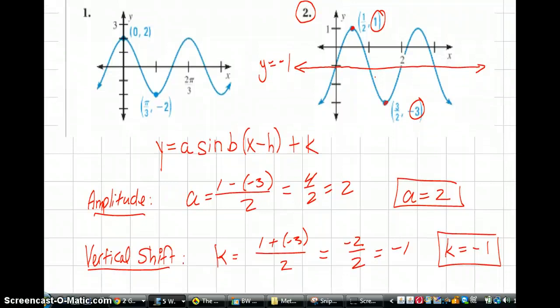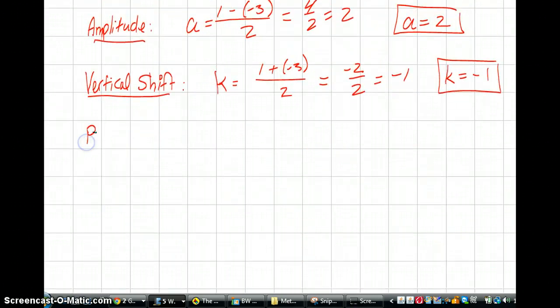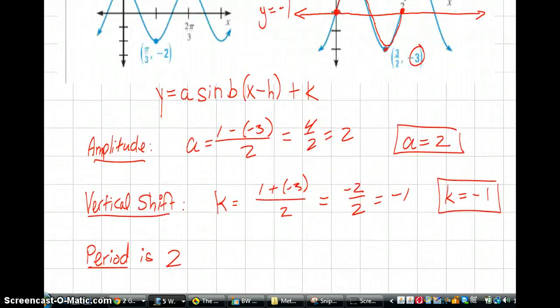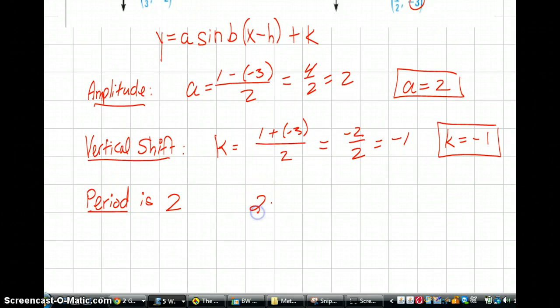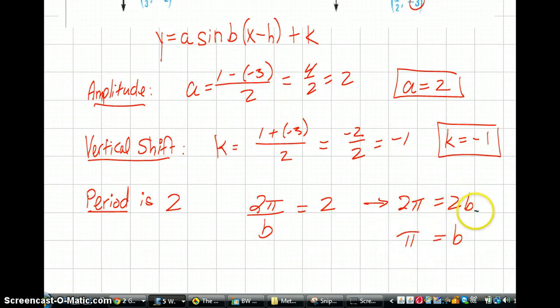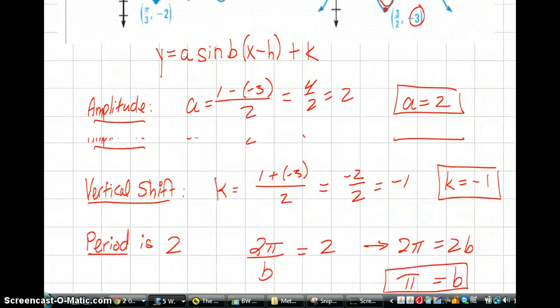Next, let's talk about the period. We can see here that one full period of the sine graph, for example, if we start here at 0, one full period will happen from 0 to 2. So the period is 2. We know the period is obtained by dividing 2 pi by b, and we know that's 2. Cross multiply and divide by 2. So b is equal to pi.